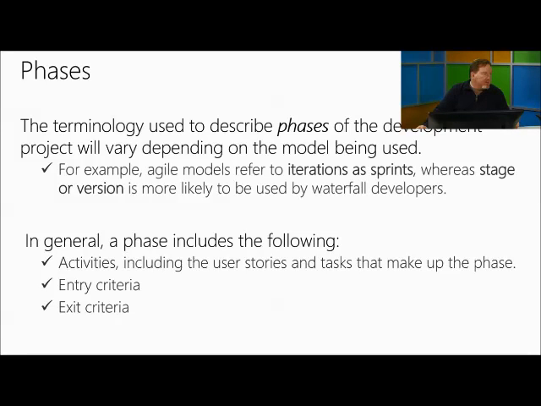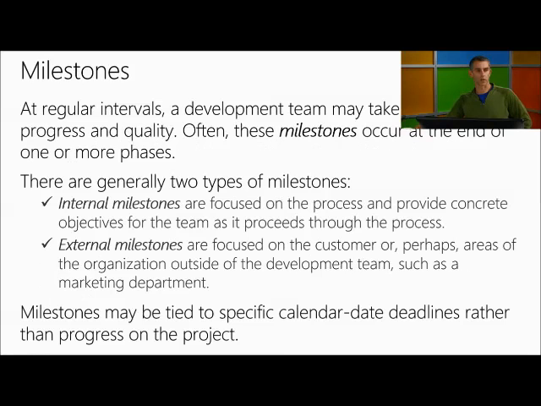Anything else I may be missing on this, Eric? No, that's good. I think we'll go on to milestones, and we'll talk about that. At regular intervals, the development team takes time to assess the progress on quality, and these are milestones. These are going to occur at the end of one or more of the phases. So there's going to be internal milestones. Those are going to be the development tasks, and they're going to look at what they expect to have completed at any given time. And then the external milestones are going to be the things that they're reporting out to the business.